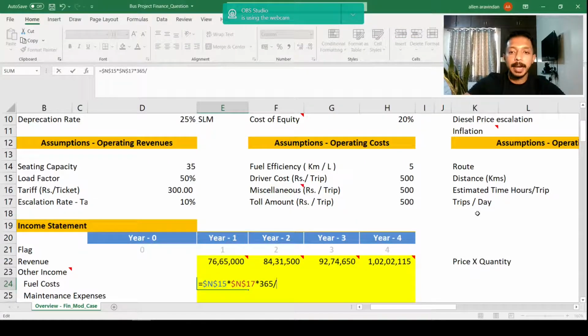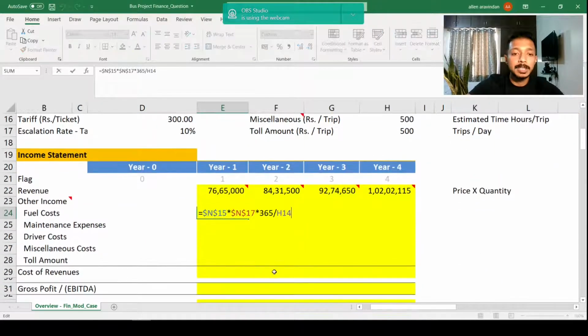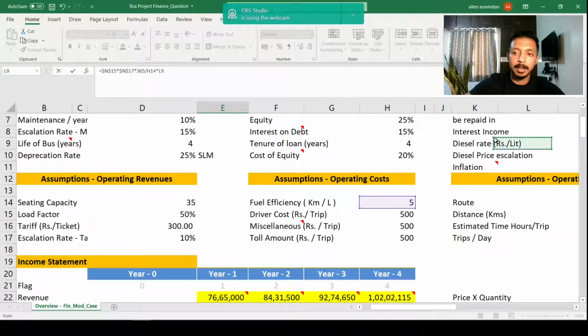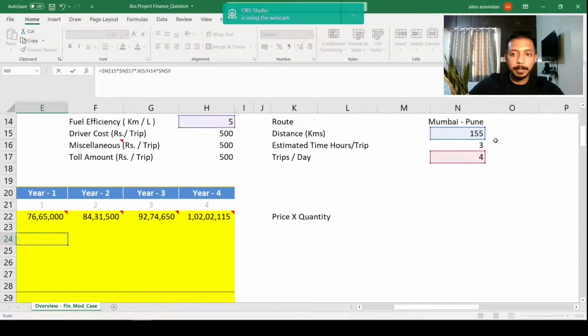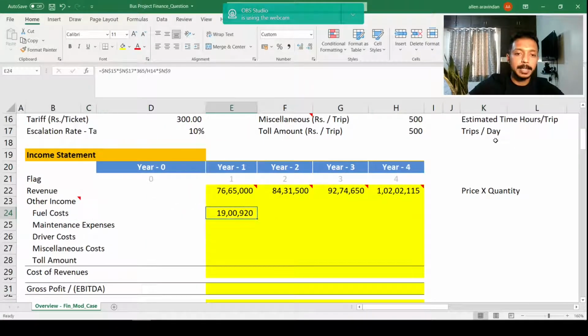And you divide that by the fuel efficiency. Because it's kilometers per liter, by dividing that by 5 you get basically how many liters of diesel you will require, right? So that tells us that we would require about 45,260 liters of diesel, and then you just multiply that with the diesel rate. The diesel rate is given on the top, and put a dollar sign. So there you go. That's about 19 lakhs 920 rupees as the diesel cost.